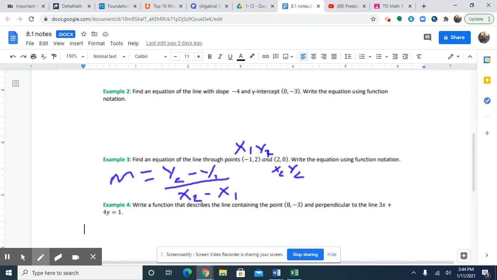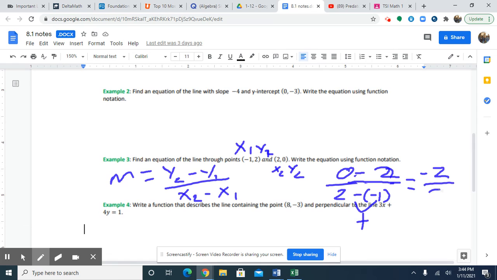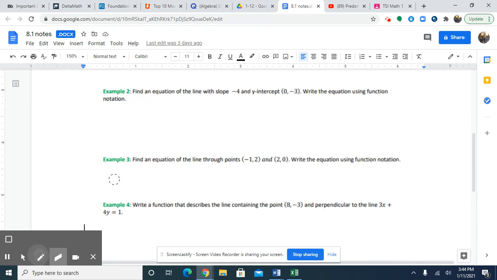So plugging that into the formula, we should have 0 minus negative 1, and then 2 minus negative 1. Sorry, should actually be 0 minus 2 on the top. So 0 minus 2 on the top, and then 2 minus negative 1 on the bottom. So that's negative 2 on the top, and a negative and a negative means we're adding, so that should be negative 2 over 3. So our slope after all this should be negative 2 over 3.